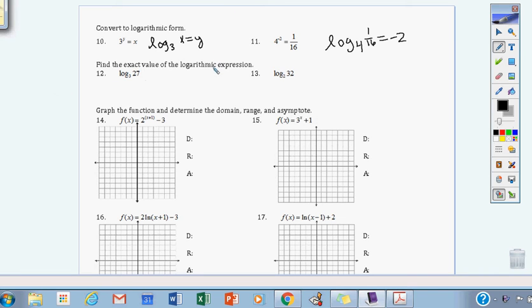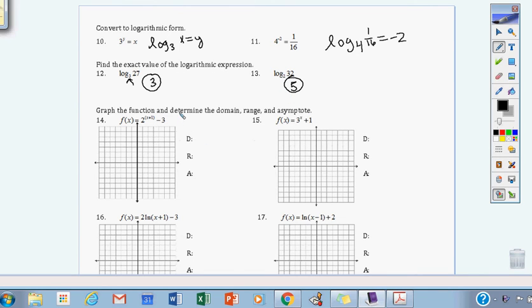Find the exact value of the logarithm. Don't forget, we're basically just look down here at the base. How many times do we multiply that base by itself to get 27? Well, that's 3 times 3 times 3, so the answer to this problem is just 3. 2 to what power gives you 32? Well, that would be 5. 2 times 2 times 2 times 2 times 2 is 32.